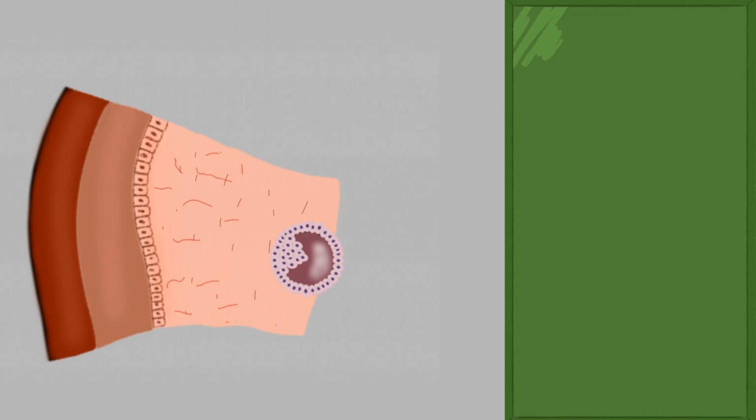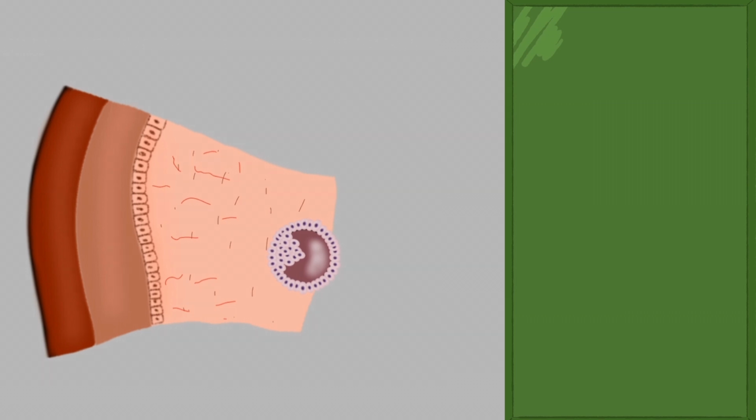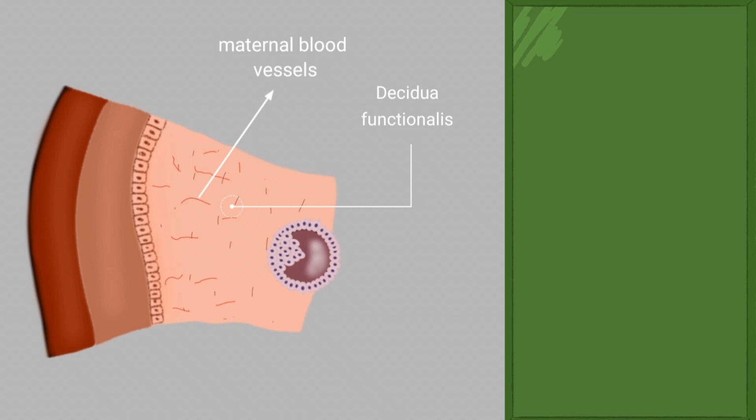When the trophoblast enters the endometrium, it gets embedded in the spongy layer of the endometrium called decidua functionalis. This layer is shed off during menstruation. Another layer of endometrium is present directly below the growing embryo to provide nourishment. This layer is called decidua basalis.